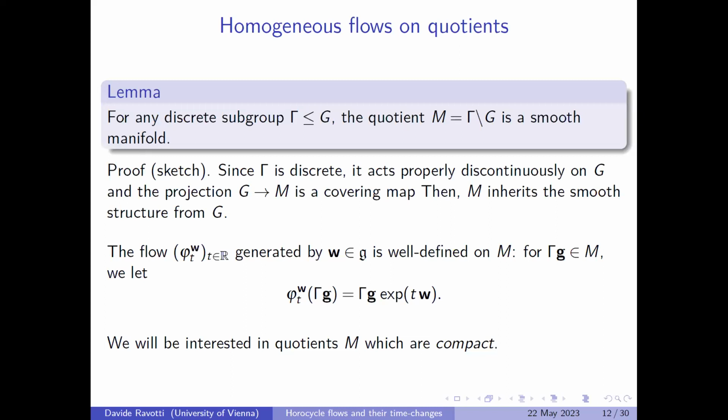And for the rest of the course, I would be interested only in quotients that are compact. There are quotients that are infinite volume. Well, I haven't said what the volume is yet, but there are non-compact quotients. I will restrict only to compact ones. Can I give an example? Not an explicit one.